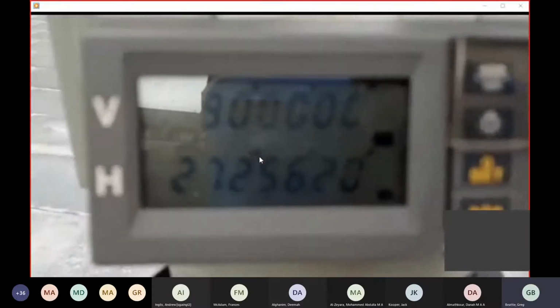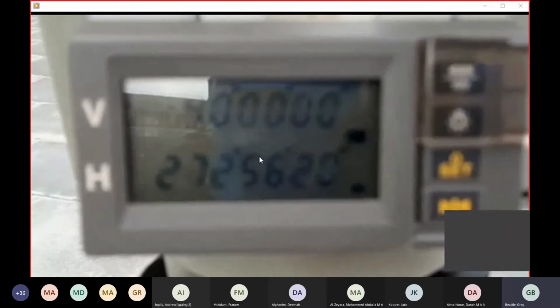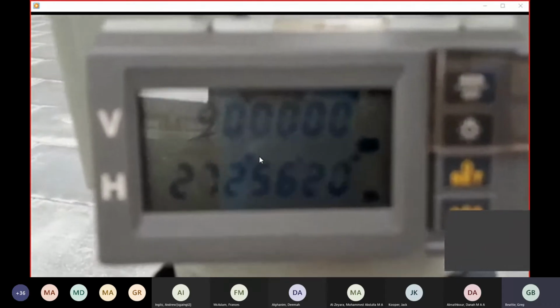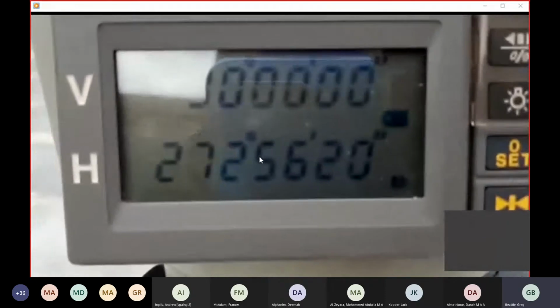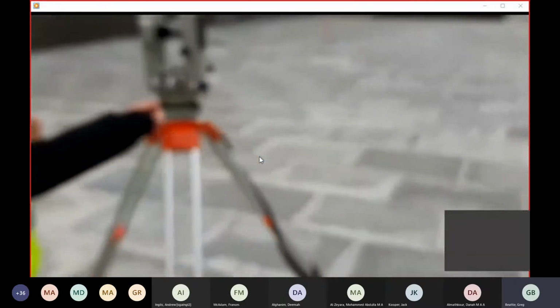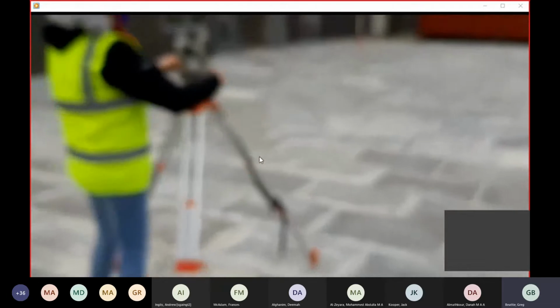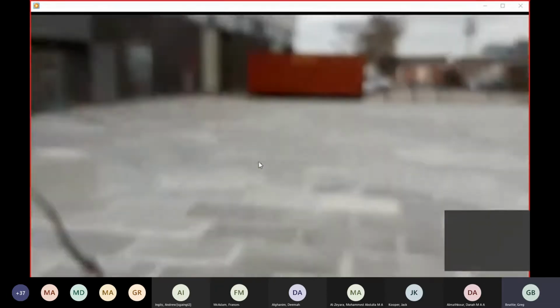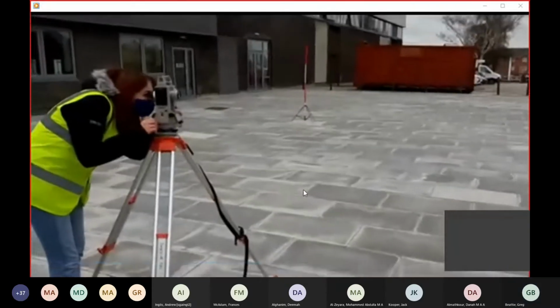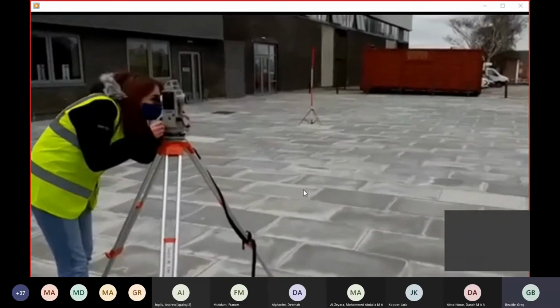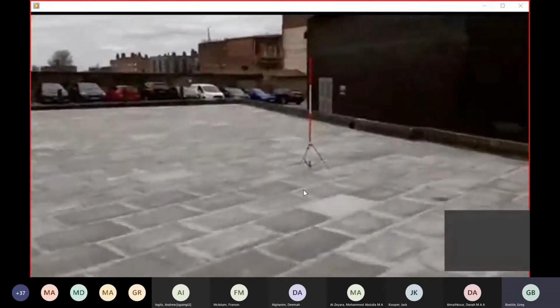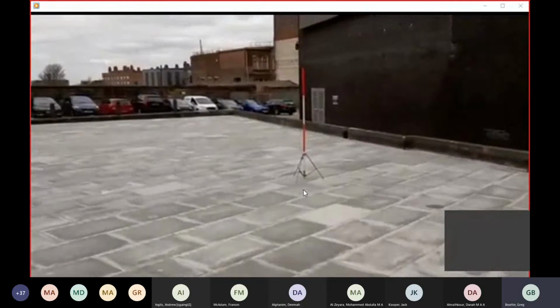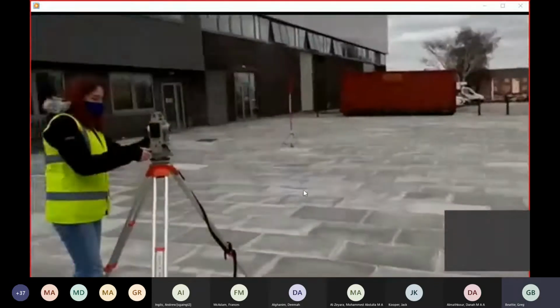Okay, again on here, that angle is 272, 56, 20. Because we went right to left, it will be 360 minus that angle. Then the same procedure again to measure the angle for the second time. So this is the third station we're doing, and we're going from right to left.